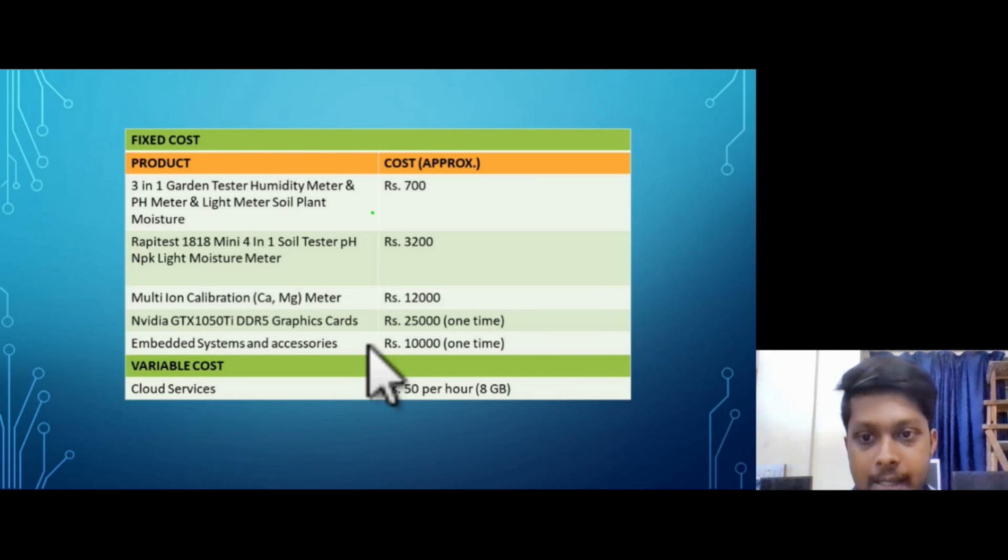And in linking the data from the sensors with the cloud, we will be needing embedded systems. Those are included in utilizing the funds, and the use of cloud services, which are payable, is also included in utilizing the funds.